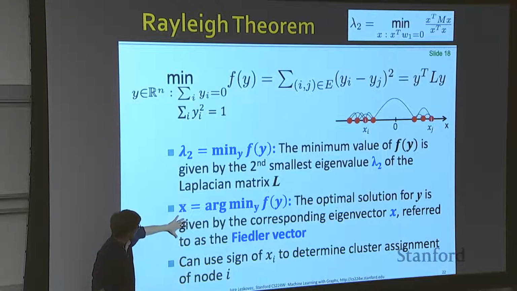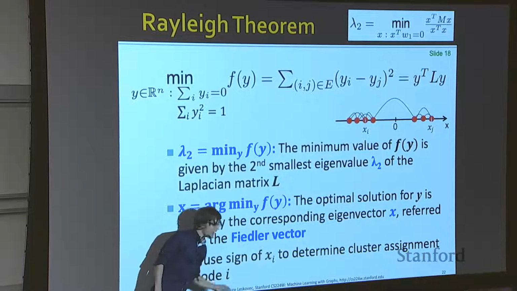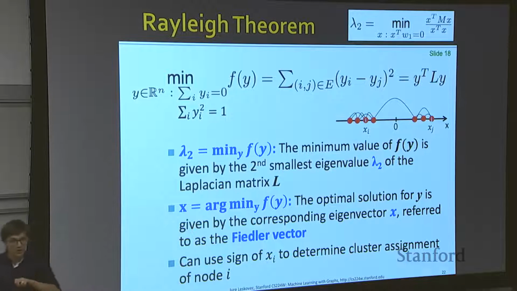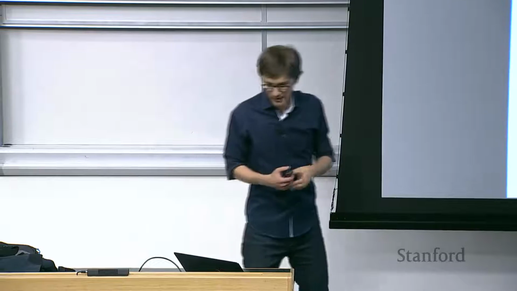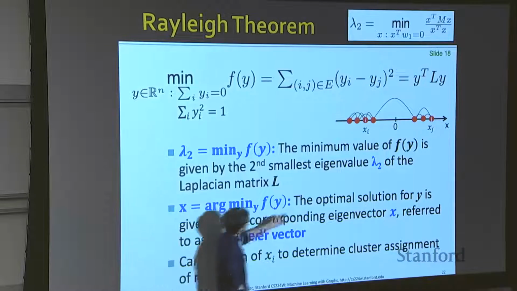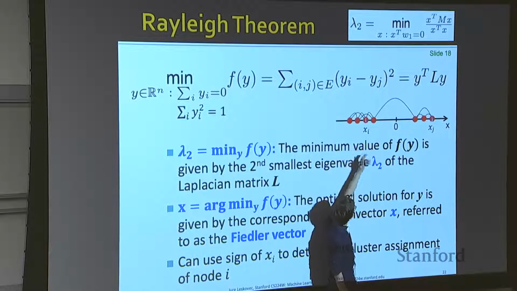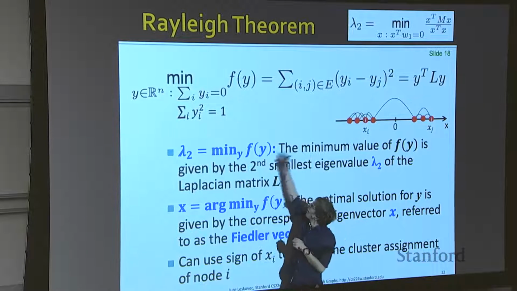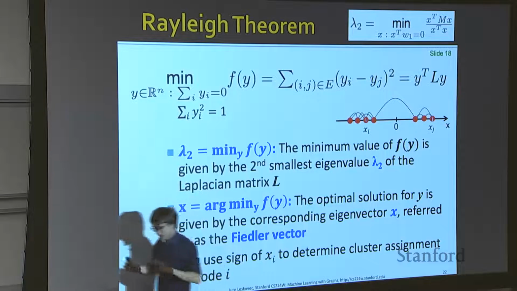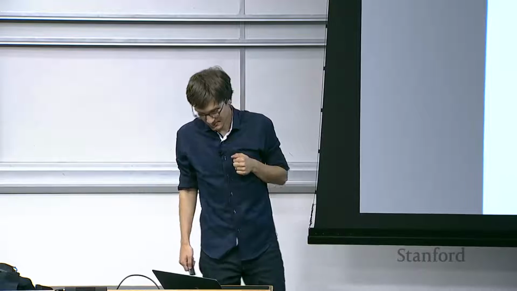And the consequence of all this is that we can use the sign of this Fiedler vector x to determine whether a node is in the left partition or in the right partition. So the picture to think about is something like that, where y are these coordinates, and then the differences squared essentially count how many edges cross.